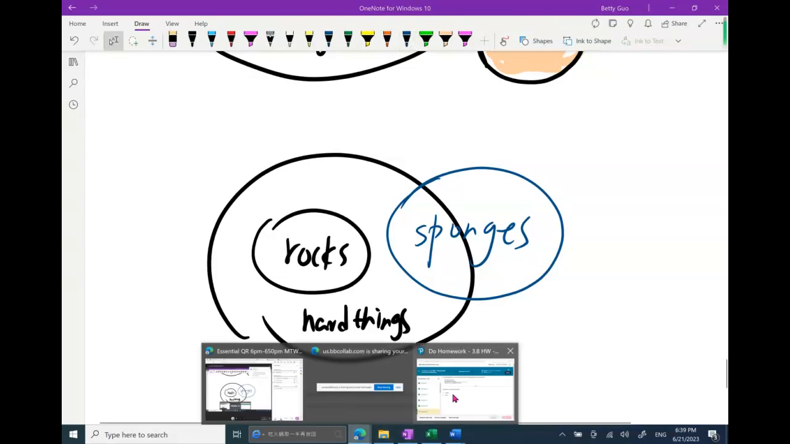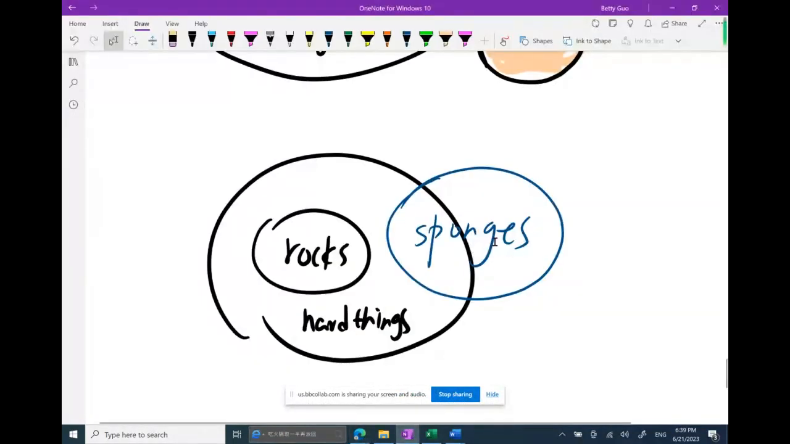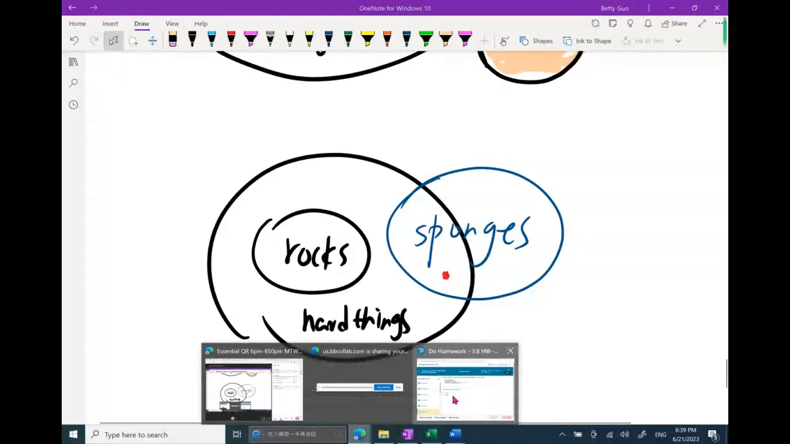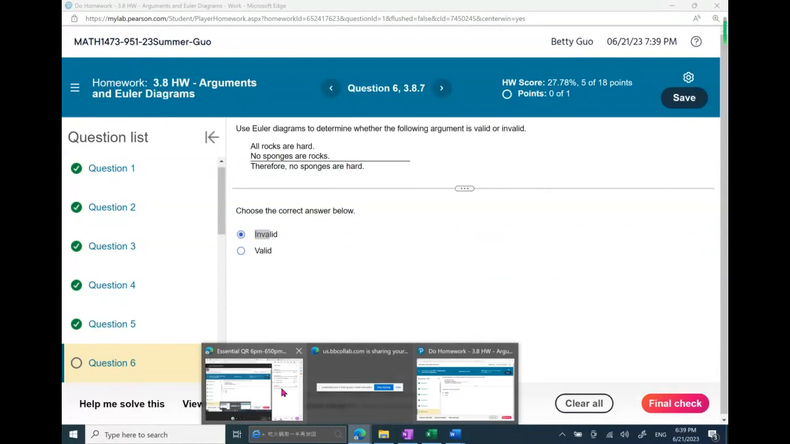Can we derive the conclusion that no sponges are hard? No. As you can see, it might overlap, right? Yeah, we cannot derive that conclusion, so it's invalid. Invalid. And let's go back here.